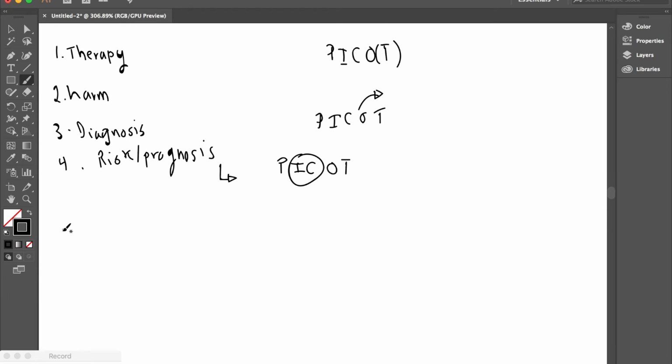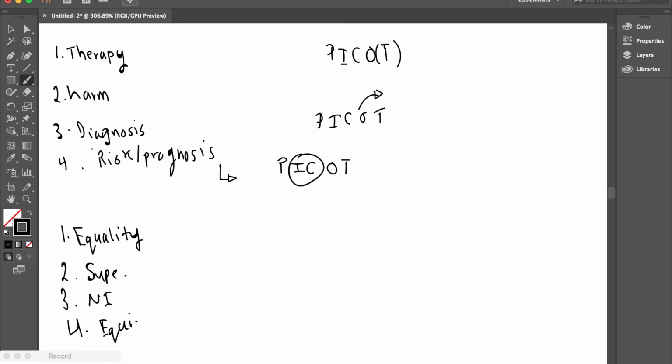The first framework that we have is an equality framework. Then we have superiority frameworks. Then we have non-inferiority frameworks. And then we have equivalence frameworks. Okay, and I'll talk about what these are in a bit.